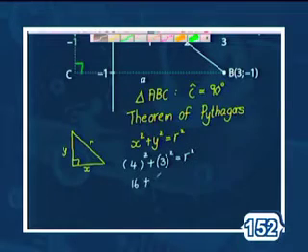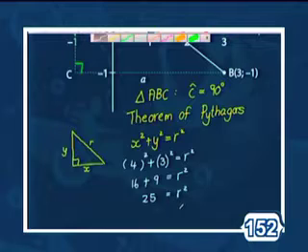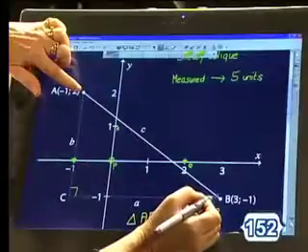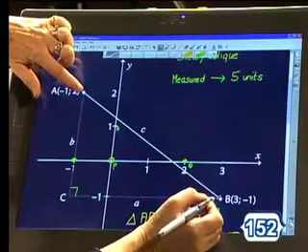So 16 and 9 is my r squared. So r squared, of course, comes to 25. And so if we square root both sides, r works out to be 5. So that is the algebra behind how we would find this distance of this line. Okay, relating it back to grade 9.